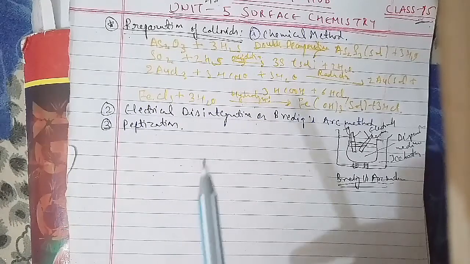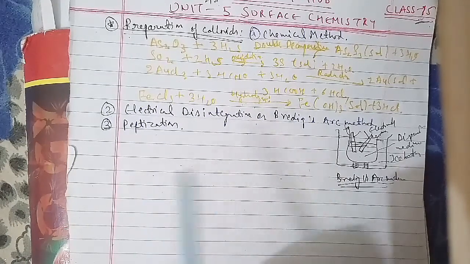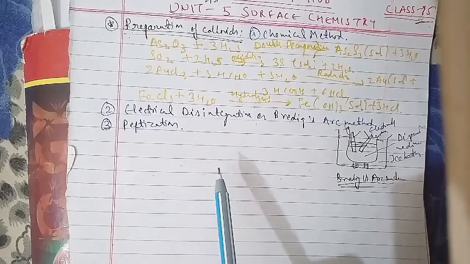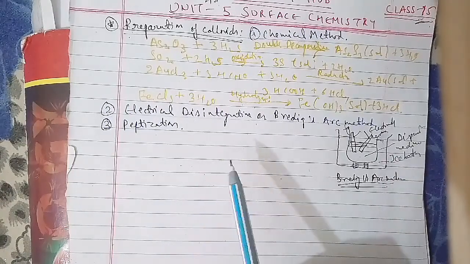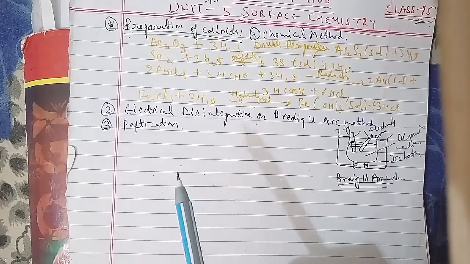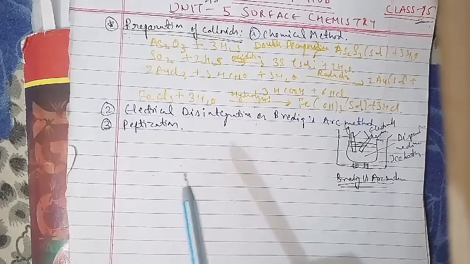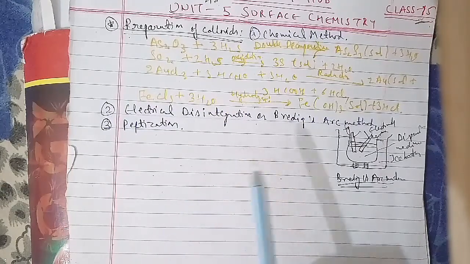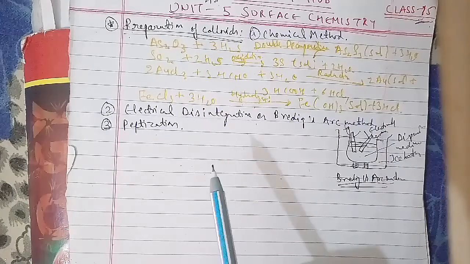During peptization, the precipitate adsorbs one of the ions of the electrolyte on its surface, and this causes the development of a positive or negative charge on the precipitate, which ultimately breaks up into small particles of colloidal size, where adsorption happens only on the surface.